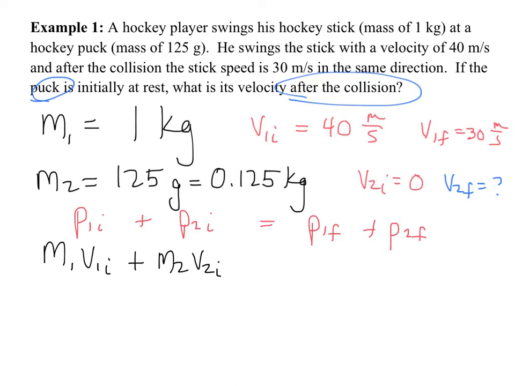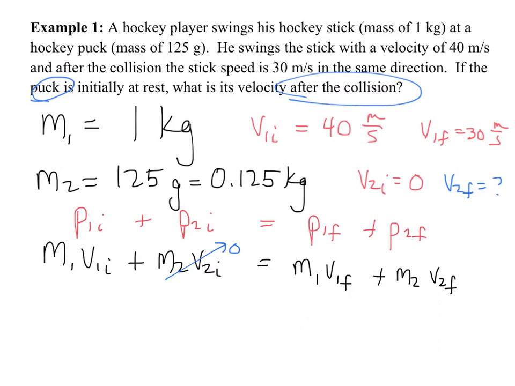So you can list them. But we know that the puck has no momentum beforehand. So this is really 0 here. And then afterward, they both have momentum. The subscripts get annoying, so make sure you have the right subscripts written down.